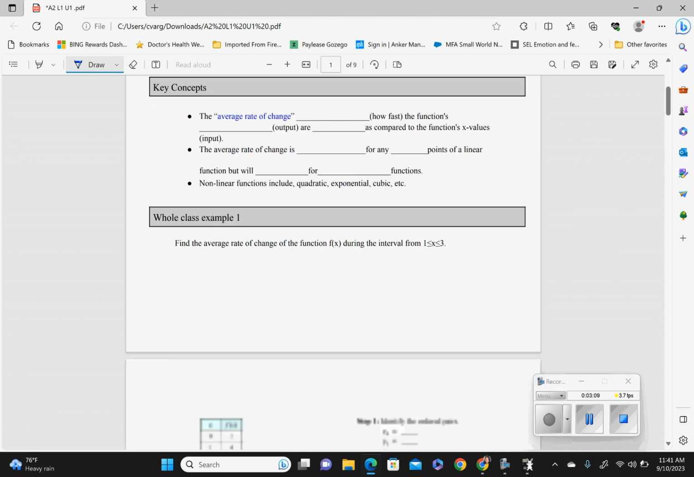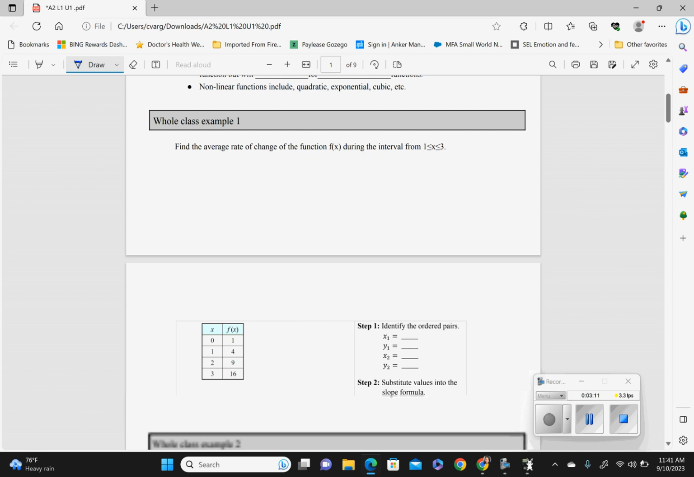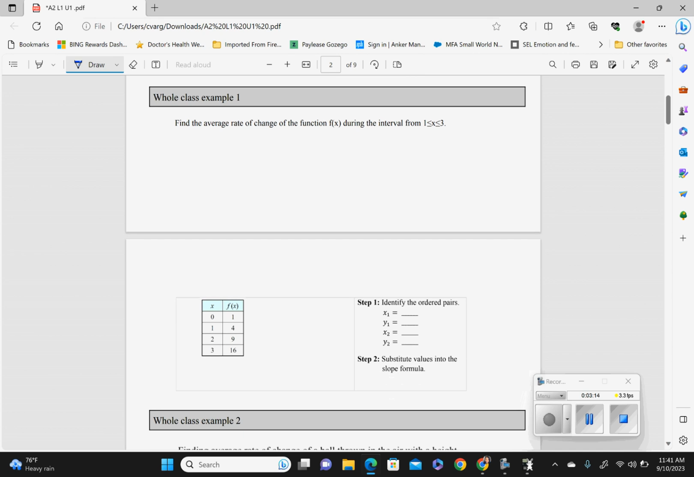These key concepts, we would have filled out in class, so let's not worry about that right now. Let's do a whole class example. Find the average rate of change of the function f of x during the interval from 1 to 3. The first number that they give us is our x1, and the second number is x2. So for this first one, our x1 is going to be 1, and our x2 is going to be 3. So we're looking at where x is 1 and where x is 3.